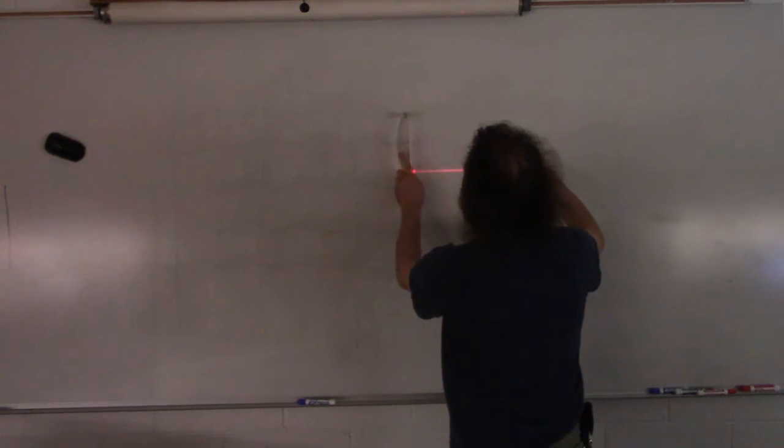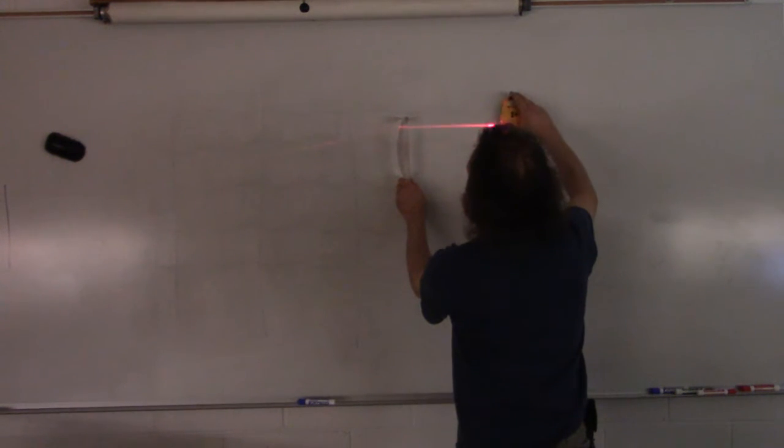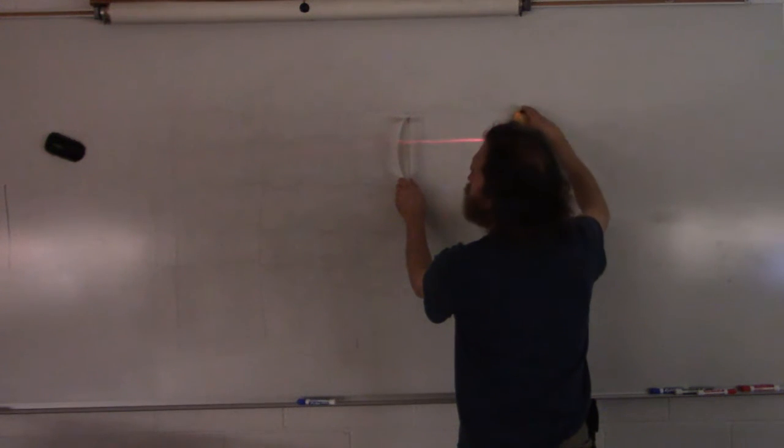And you can see that because of the spherical shape, refraction causes the light to be focused to a point. You can imagine the focal point out there where all these parallel rays pass through.